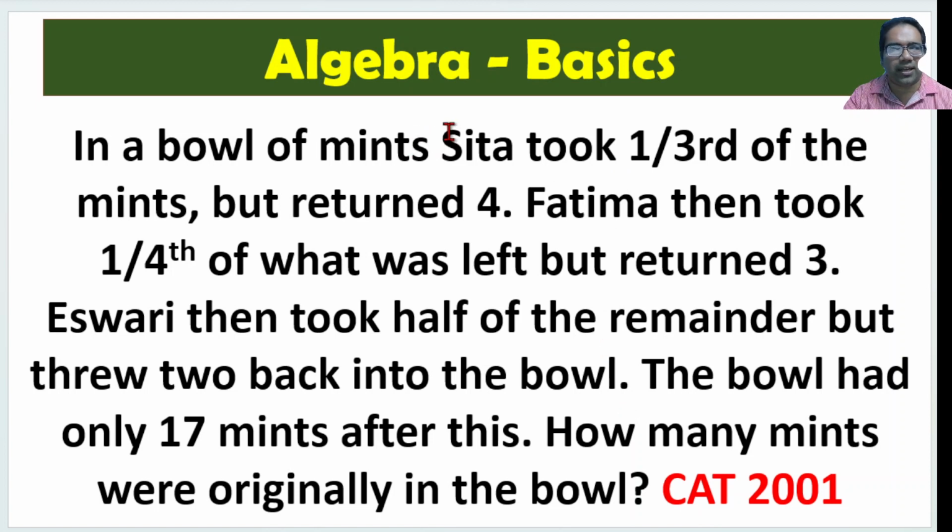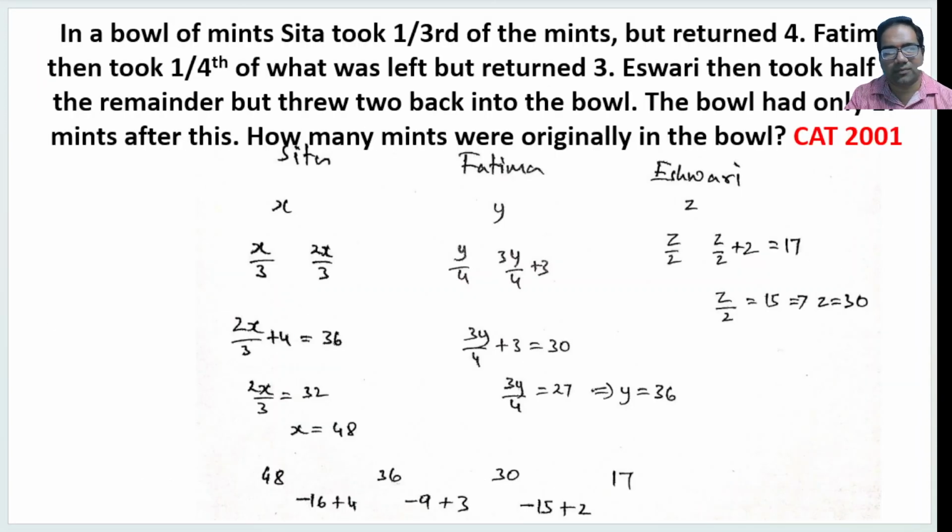If you assume some x for the number before, and then try to solve this equation, it becomes very cumbersome. Let us try to solve this by working backwards. Let's say the final operation was done by Ishwari. When Ishwari does this operation, before that, let's assume there are z mints in the bowl. Then what did Ishwari do? Ishwari took half of the remainder. That means she took half, and another half was left in the bowl. She took half. How many were left in the bowl? z by 2 were left in the bowl.